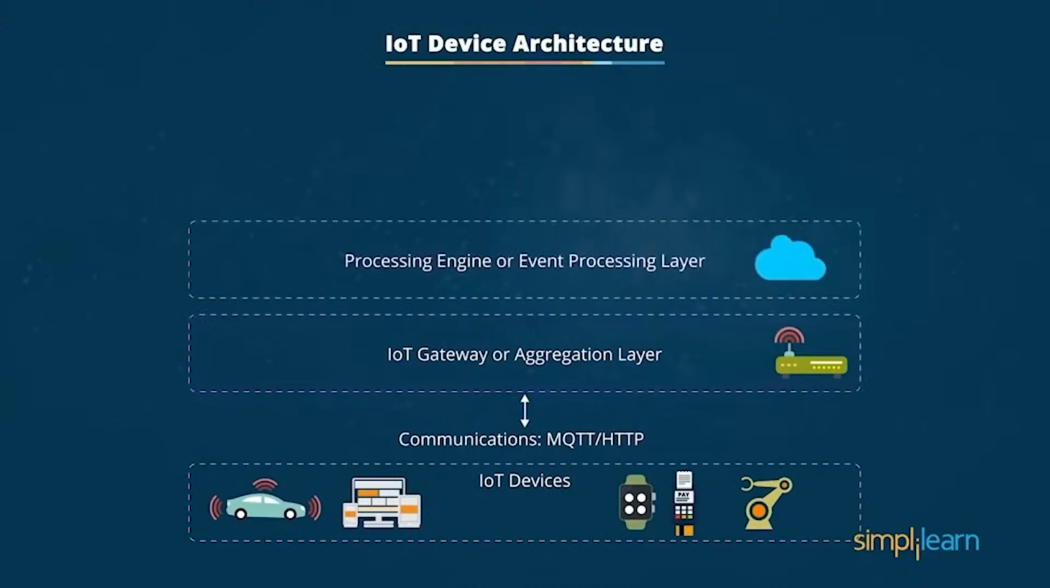The next layer is based on cloud. It's called the processing engine or event processing layer. It has numerous algorithms and data processing elements that are ultimately displayed on a dashboard. This layer basically processes the data obtained from the sensor layer.